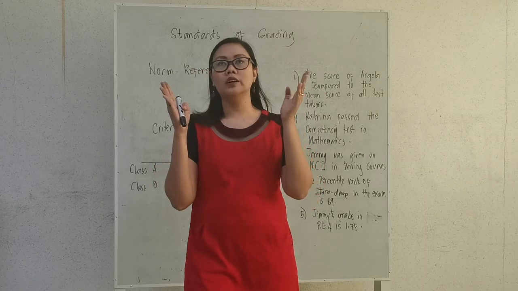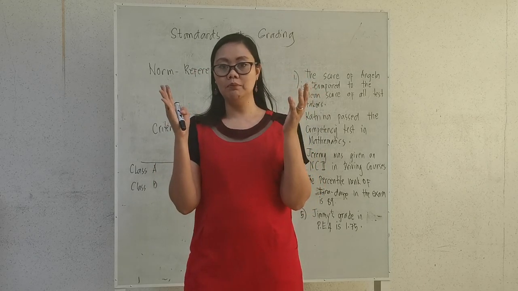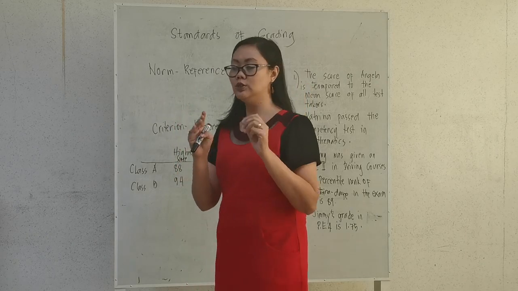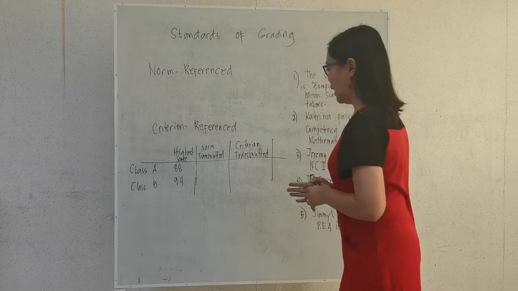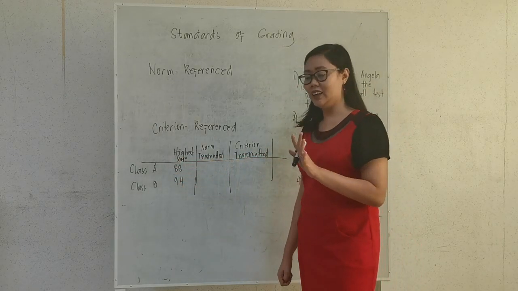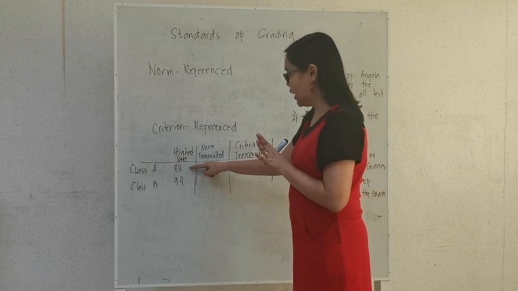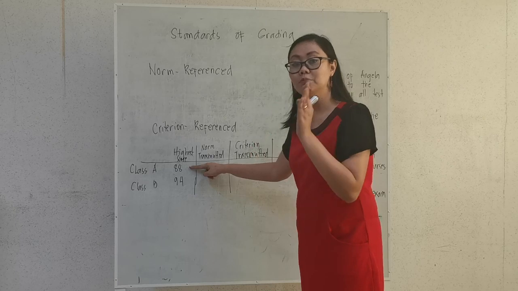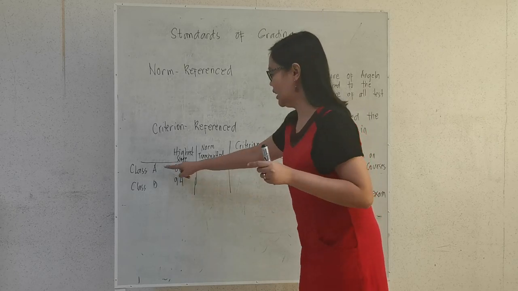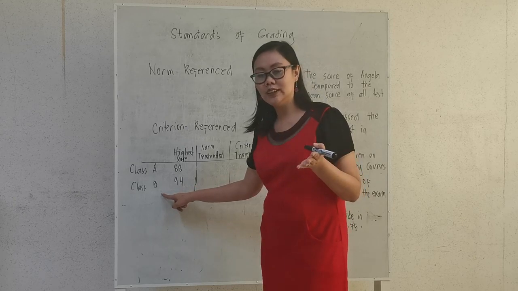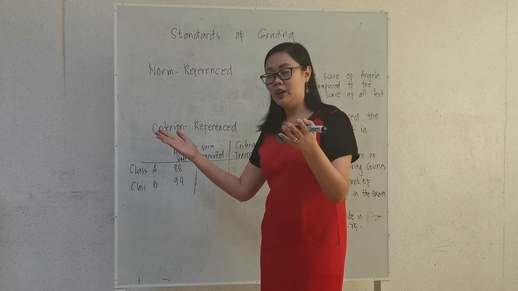Now, para magkaroon tayo ng mas malaking overview about the norm reference and the criterion reference, tignan natin itong illustration na ito. For example, sa class A at sa class B. Sa class A, ang highest score ay 88. Okay? Ang highest score ay 88 sa class A. Halimbawa lang ito. Halimbawa sa class A, ito ay score sa English. Halimbawa naman sa class B, ito ay score sa science o kung anumang mga subject.